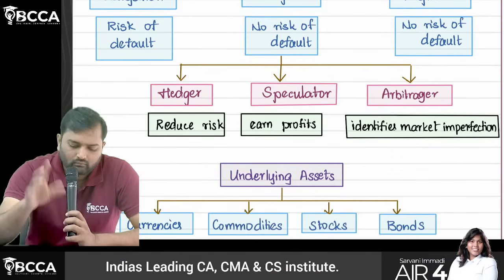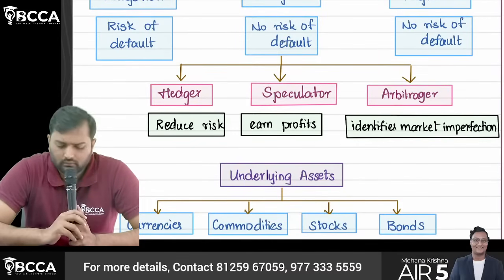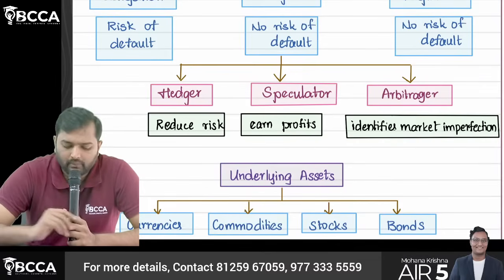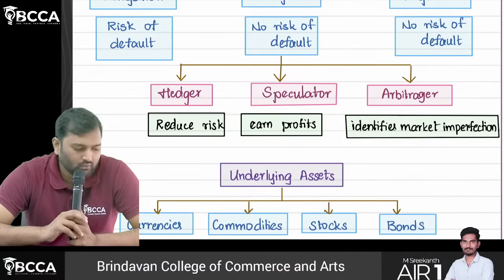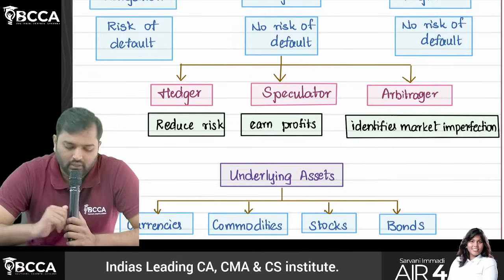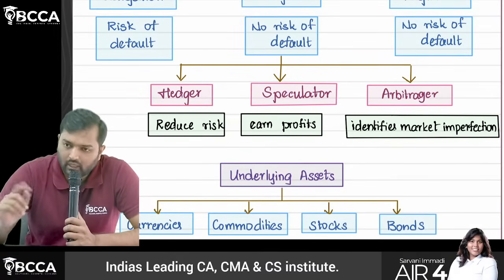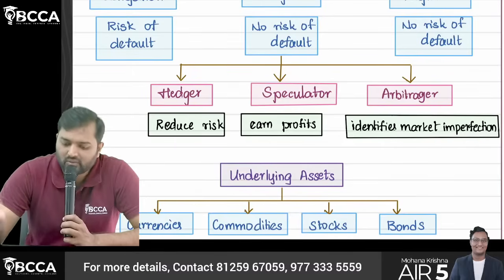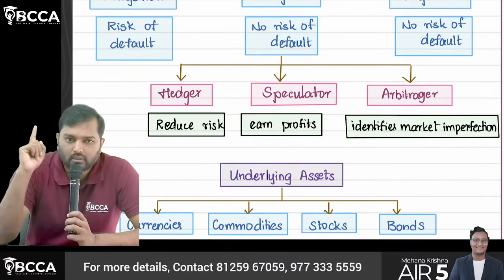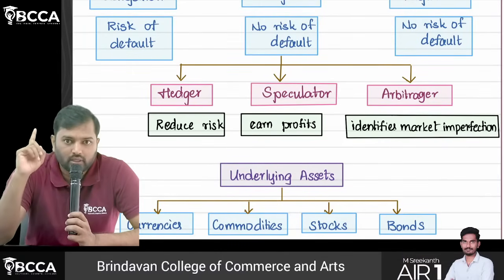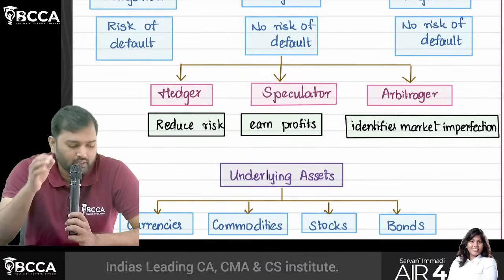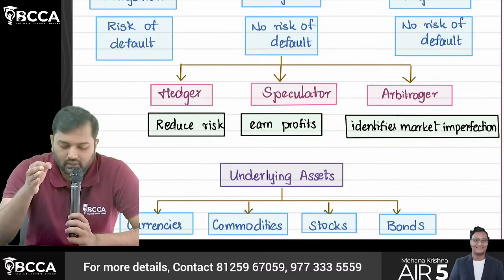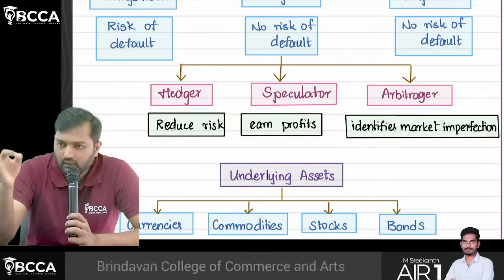Okay. And three parties are involved in the market. Generally, you will find three parties: hedger, speculator, arbitrator. Arbitrator spelling is wrong, ignore it. Hedger's objective is always to reduce risk. Hedging means mitigation of a risk. Hedger's objective is to reduce the risk.